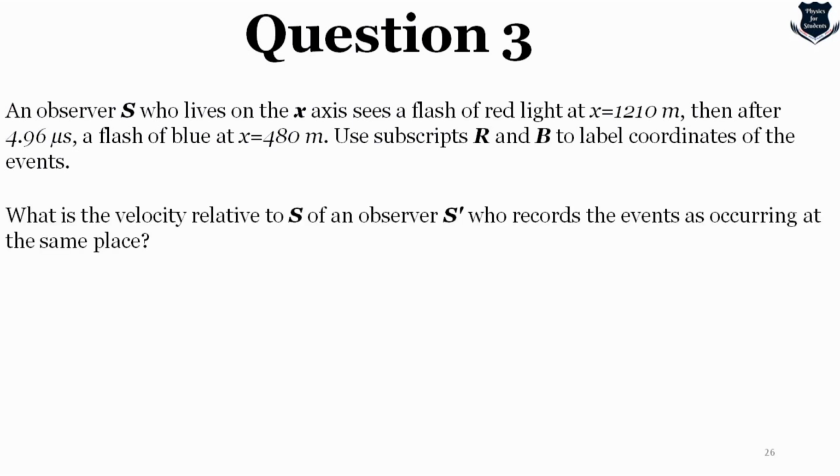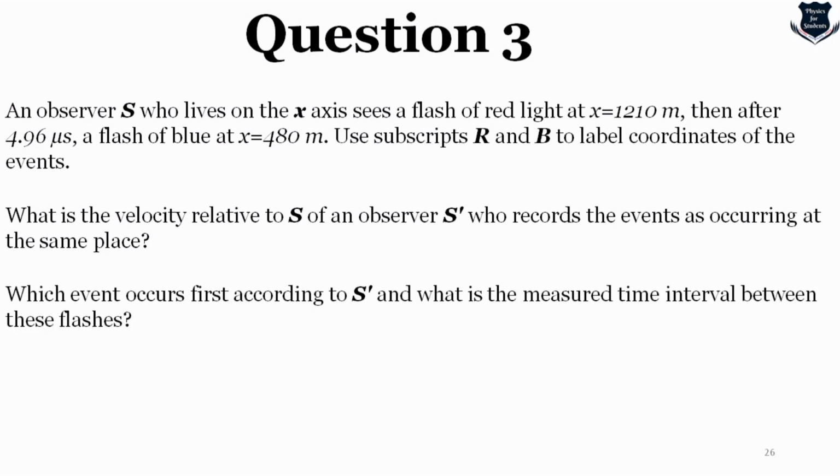So the question is: what is the velocity relative to S of an observer S prime who records the events occurring at the same place, which event occurs first according to S prime, and what is the measured time interval between these flashes? Okay, so the most important thing is in red, that 4.96 milliseconds.